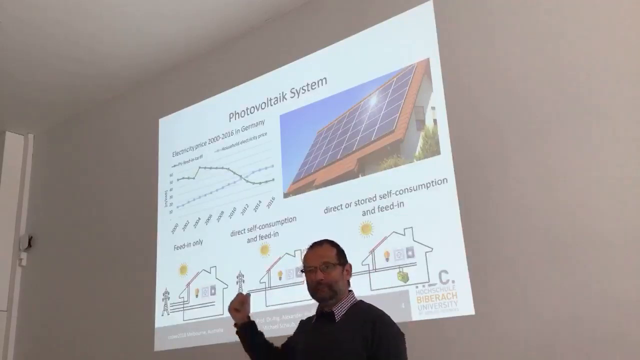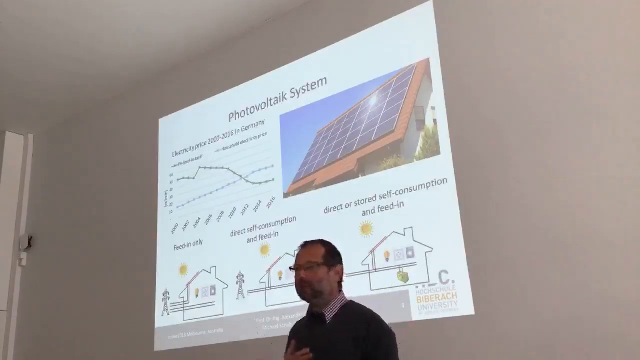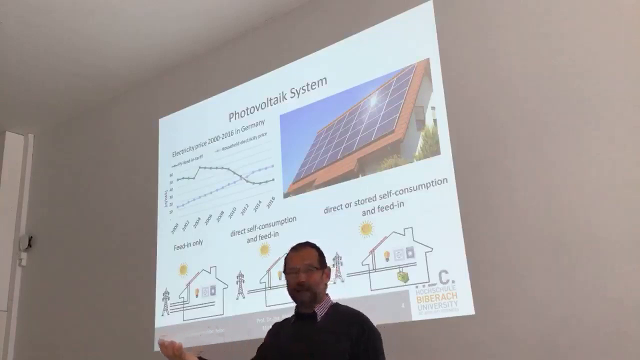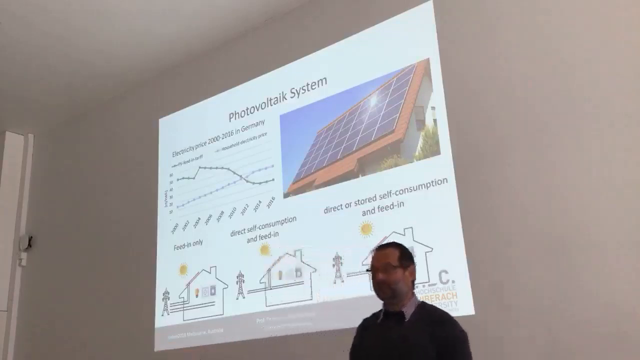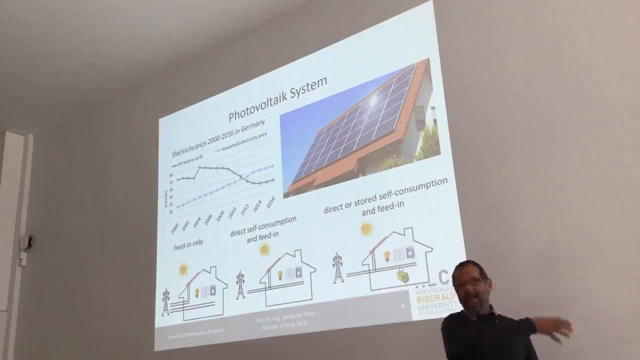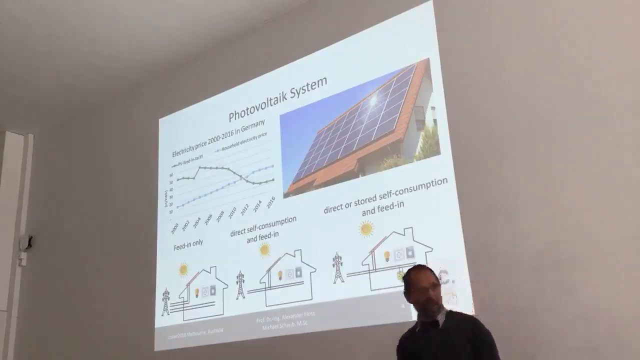I built a PV system on my house in 2001, and I get 45 cents per kilowatt hour, and that price is guaranteed for a period of 20 years. So at the moment I'm getting 45 cents per kilowatt hour. I do not use that electricity. I sell it into the grid and buy the electricity much cheaper from the grid.